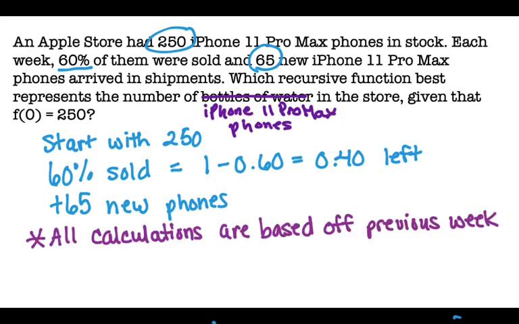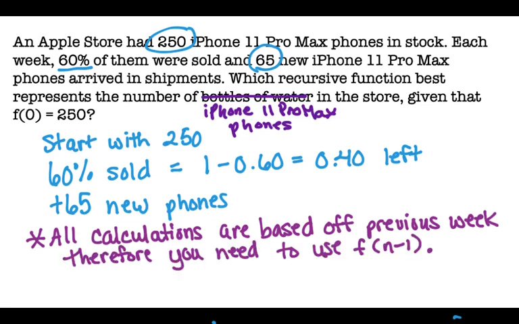And you also have to base all of your calculations off the previous week. So for the first week, we have 250. Second week, we have 60% less plus 65 more. Well, you're not going to do 65 more and 60% less from a random number. You have to go based on the previous week, which was 250. And then every week after that is looking at the previous week. So what that means is we're going to end up having to use n minus 1, or f of n minus 1 in your answer. And that n minus 1 just means the number you're looking for.